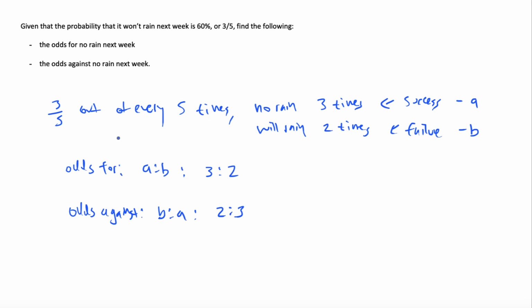So in this case, the fact that it will not rain, that is the success. We'll call that letter A, or variable A, and the chance that it will rain, we'll call that in this case the failure, which we'll label with the variable B. So remember, the odds for is always A to B, and the odds against is always B to A.